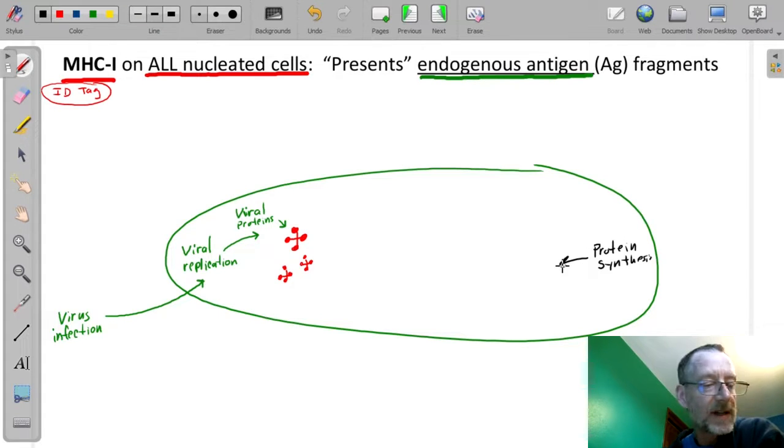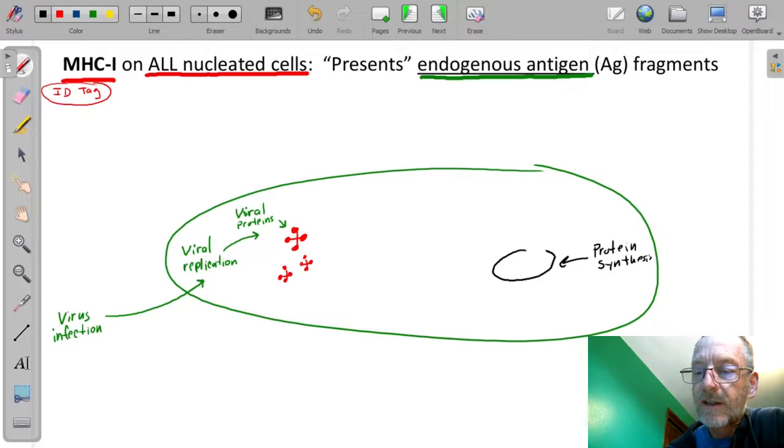And we make an MHC1. I don't know how to draw an MHC1, so I'll do it something like this. I'll put a little groove in it, and we'll just call this MHC1. It's a protein that gets stuck on the cell.